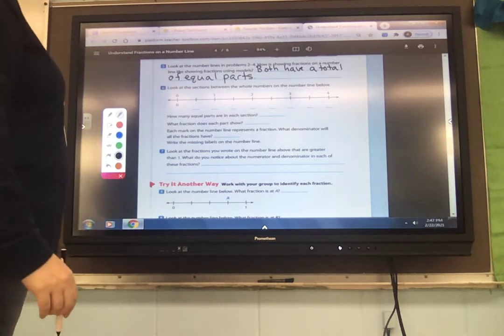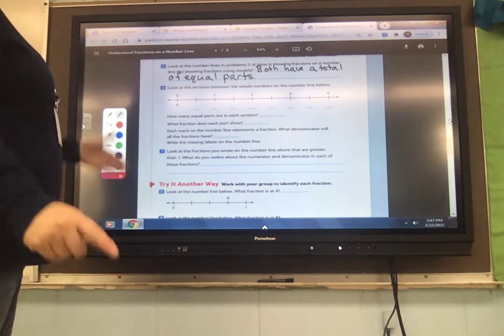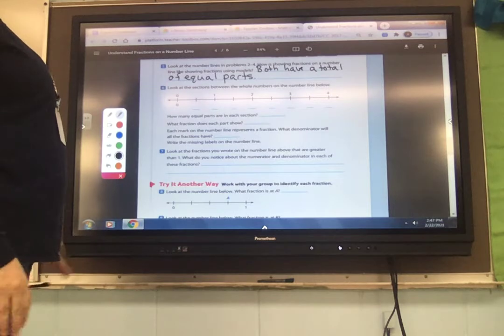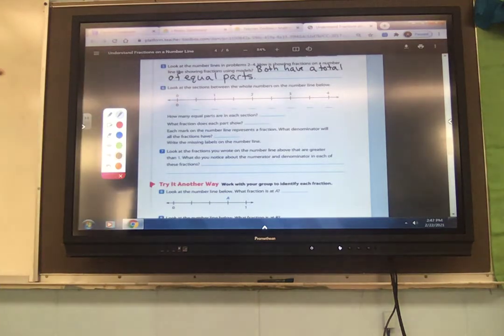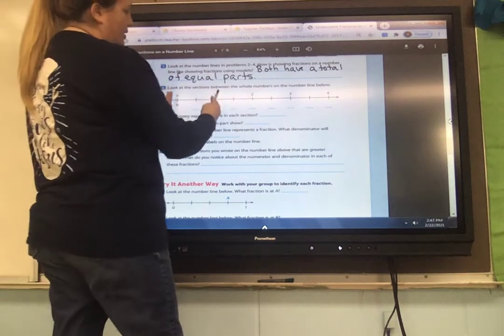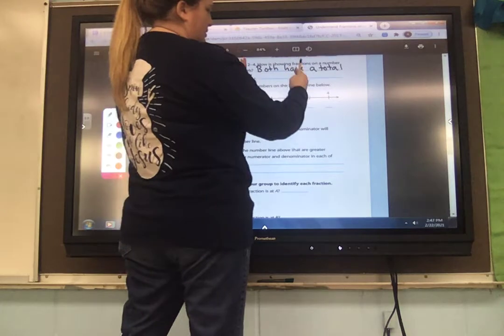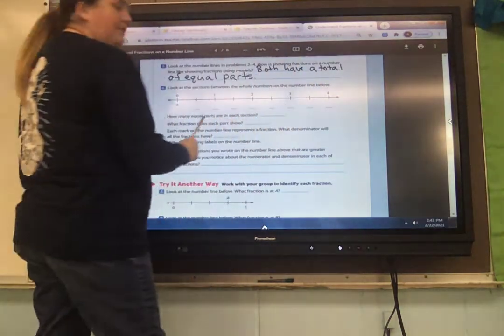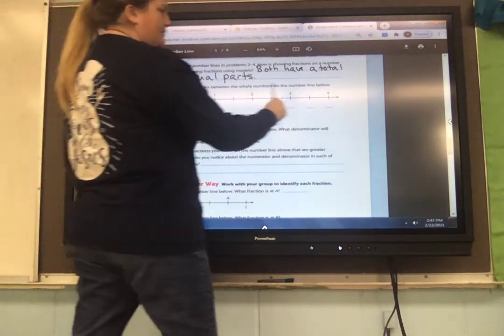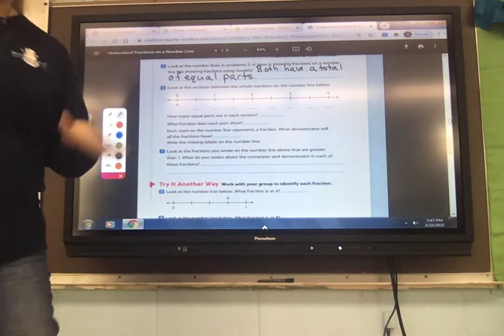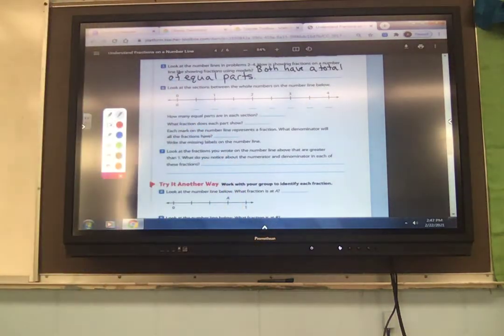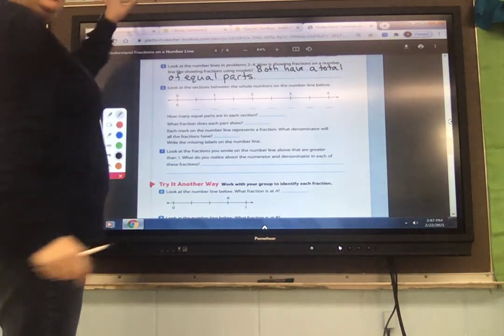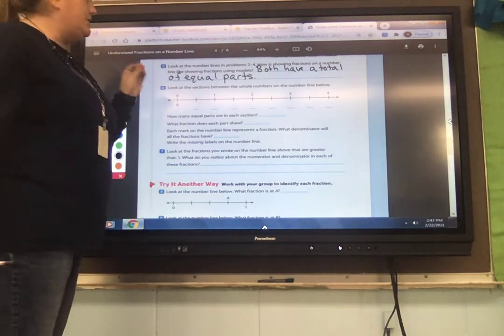Number 6, look at the section between the whole numbers on the number line. The difference now is they are giving you more than just one whole number. So I have 1 to 2 to 3 to 4. That means from 1 forward, those are going to be improper fractions. You're going to do the same thing you've been doing to get your denominator.